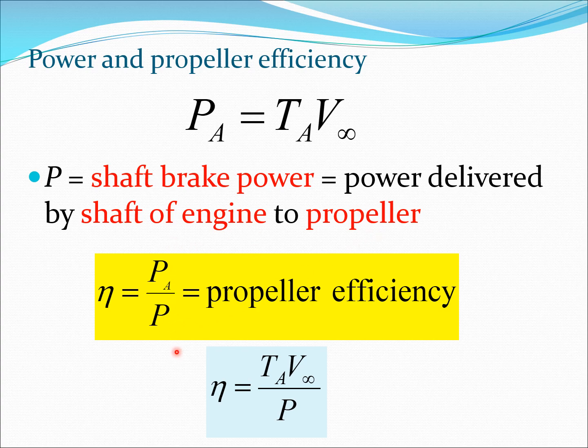So if we divide these two powers, we get eta is Pa by P. This is the propeller efficiency. So this is a parameter which is very important in propeller design. And if we substitute Pa is Ta V infinity into this formula, we immediately get eta is Ta V infinity by P. So this is the efficiency of the propeller. It's something which is very important and we often need to calculate. And of course, in propeller design, you want to maximize this value.